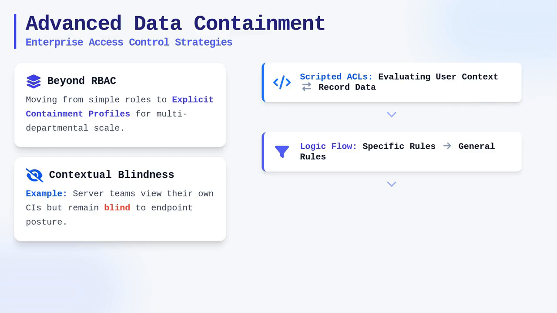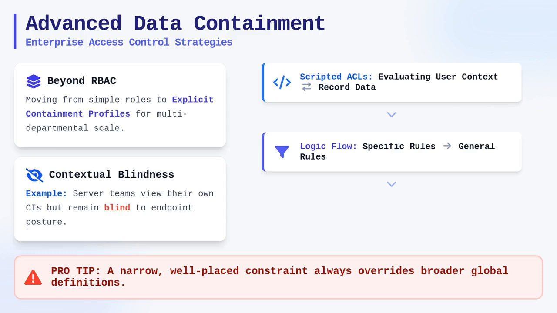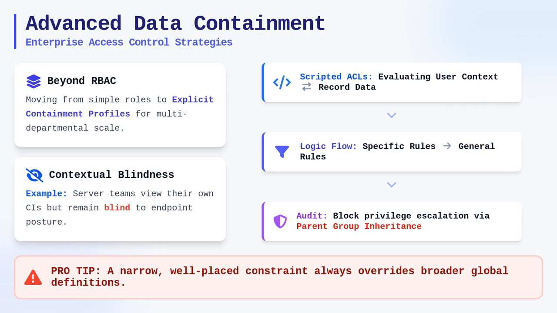Always remember that ServiceNow evaluates these rules from the specific to the general, meaning that a well-placed, narrow constraint will often override broader global definitions. When managing these granular visibility requirements, you must carefully audit role inheritance hierarchies to ensure that a lower-level role does not inadvertently gain elevated privileges through a parent group membership.